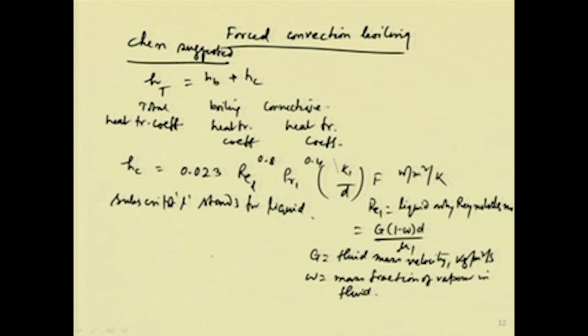We know that Pr is the Prandtl number, k_L is the thermal conductivity of the liquid, and then D is the tube inner diameter. Now, the question is k_L by D, and F is a factor. We will discuss these things. F is a factor, and then h_B, the relationship for h_B is given as 1.218. It's a very big relation.